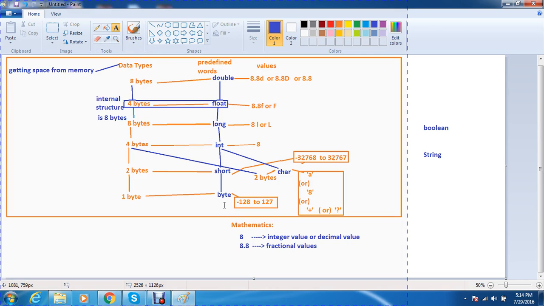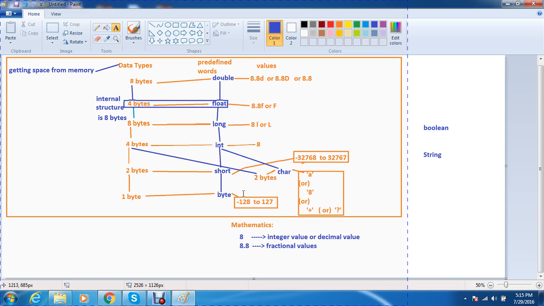Observe, these predefined words are discussed in 2 concepts: one is data types, the other is values. Byte, short, char, int, long, float, double are predefined words. We discuss them in 2 concepts: one is data type, the other is value. Observe here. This byte data type, how much space will it get? 1 byte. Short will get 2 bytes. Int will get 2 bytes. Char will get 2 bytes. Long will get 8 bytes. Float will get 4 bytes. Double will get 8 bytes.